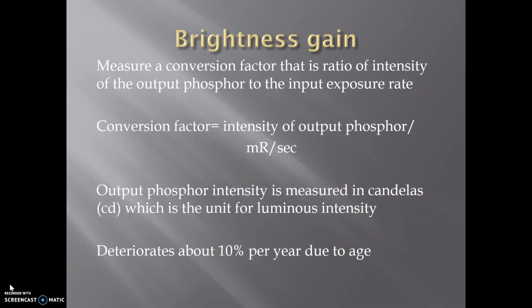Brightness gain is a measure of a conversion factor that is a ratio of intensity of the output phosphor to the input exposure rate. The conversion factor equals the intensity of the output phosphor divided by the mR per second. Output phosphor intensity is measured in candelas, which is the unit for luminous intensity. It deteriorates about 10% each year due to age.